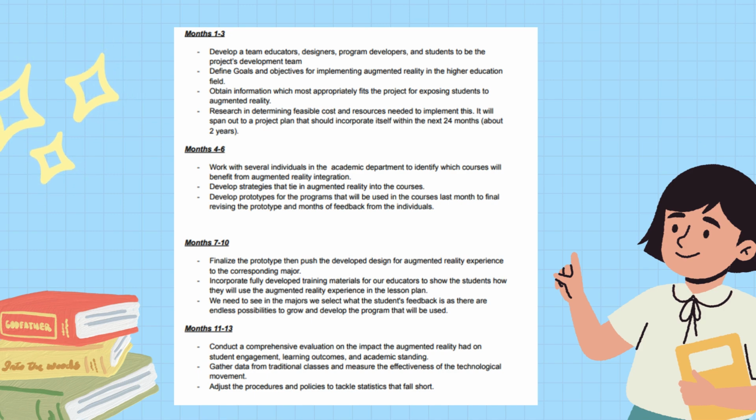We want to ensure that this is feasible, the costs and resources needed to be implemented for the 24 months, about 2 years. Months 4 through 6: working with the individuals in the academic department to identify the courses, make sure that it benefits the course as well as the augmented reality integration, developing strategies, making sure that it ties into the courses, prototypes for the programs that will be used, revising the prototypes and getting feedback from the individuals as well as faculty and students.